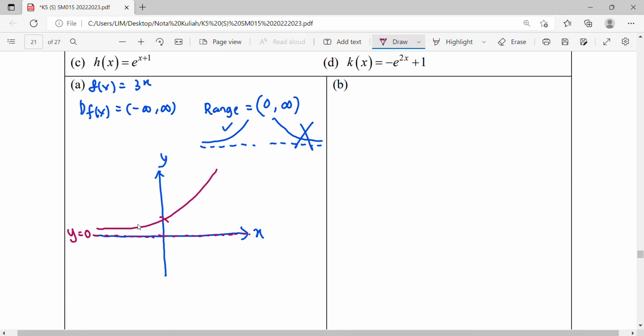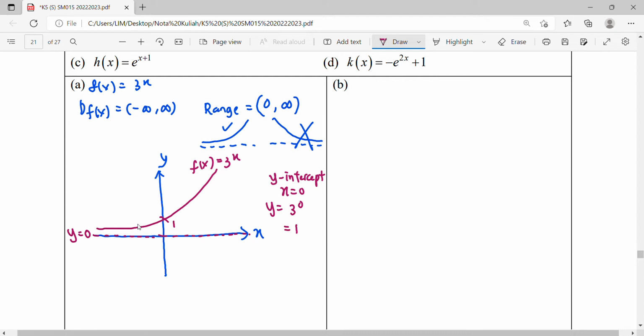So what's the y-intercept? This one we need to calculate. The y-intercept is calculated at x equals 0. Substitute into our function: 3 to the power of 0, so it is equal to 1. After labeling our intersection and labeling our graph, this is the complete graph that we need to show.